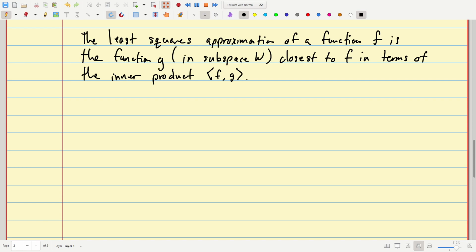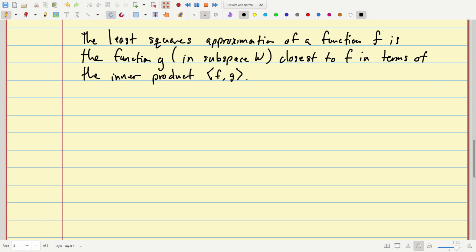There's an important word that starts with a P. They are projections. An inner product is a projection. If I take the inner product of f and g, it gives me the projection of the vector f onto the vector g. It gives me the overlap of those things. It tells me how much of one is in the direction of the other.